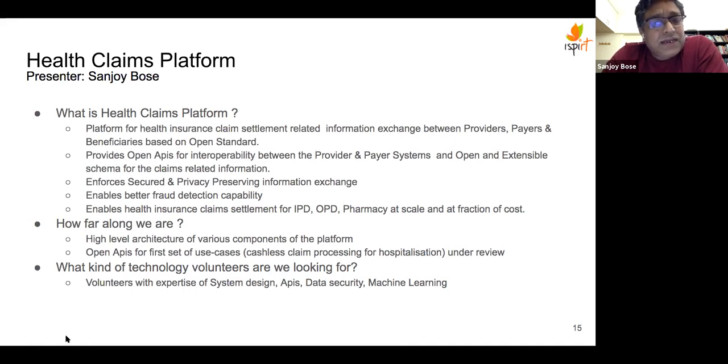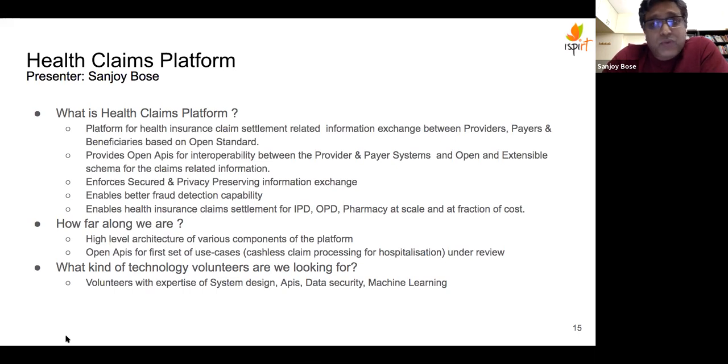It's a platform that can exchange claims-related information between providers, payers and beneficiaries based on open standards. It's going to provide an open set of APIs for interoperability between the providers and payers, and open and extensible claims information exchange. So basically, all the information exchange, the bill, the claims information, are going to be based on a certain standard that is extensible. It enforces security and privacy in the way information is exchanged. It will also provide a lot of fraud detection capability. Today, this is a big problem in the insurance industry.